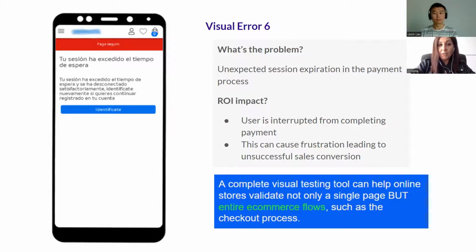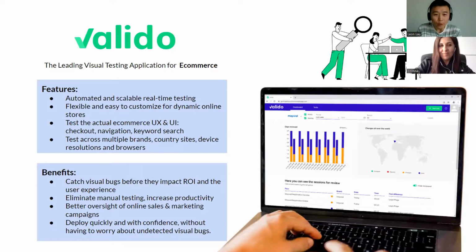And this is the last of our examples, Leon. So what is next? Well, we've seen quite a few real-world examples, all of which were detected through Valido. As you probably already know, e-commerce sites have many different use cases and user experience journeys that can be challenging or even impossible to test with existing visual testing solutions in the market.